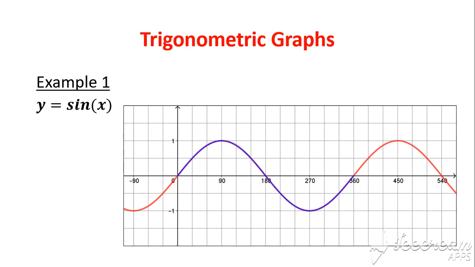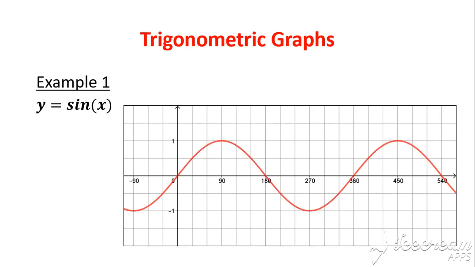And you can see that the sine graph is made up of a repeating pattern, starting at 0, 0 and finishing at 360. So we refer to this as the period, and we're going to again talk about this feature more in an upcoming video, but the period of the sine graph is 360 degrees.